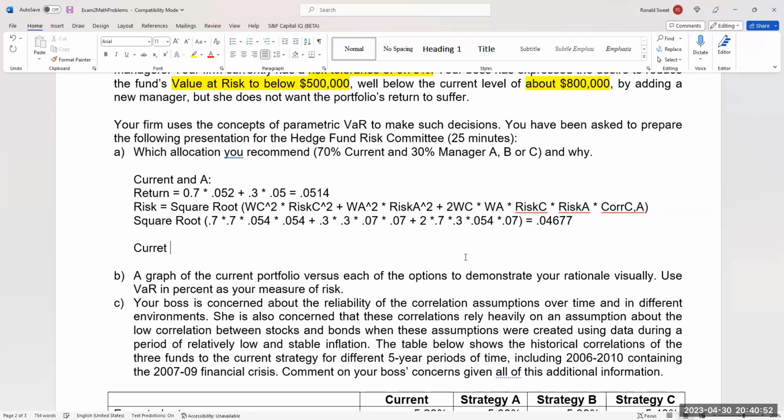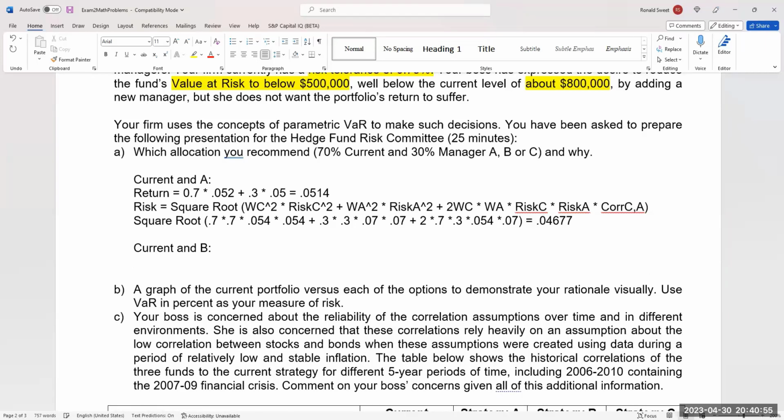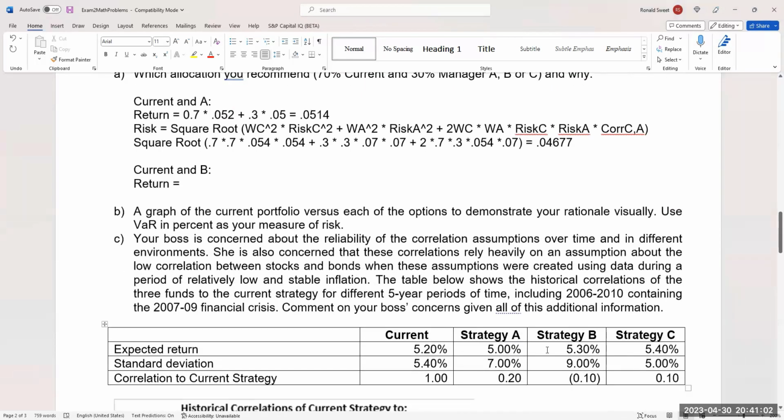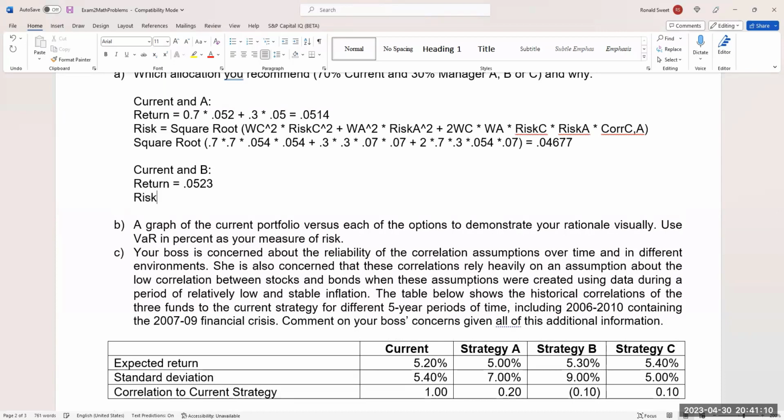Current and B. I'm not going to do all the math, but the return is going to be 70% of 5.2 plus 30% of 5.3, and that should give you 0.0523. And the risk is going to be 0.7 times the first part, which is exactly the same, then 0.3, but instead of 7%, we use 9%. Oh, I left out the last little part. How could y'all let me do that? I left off the correlation. So let me do that again. 0.7 times 0.7 times the risk, 2 times 0.7 times 0.3 times 0.054 times 0.07, and then the correlation, 0.2. When you do that, you get 0.0467.